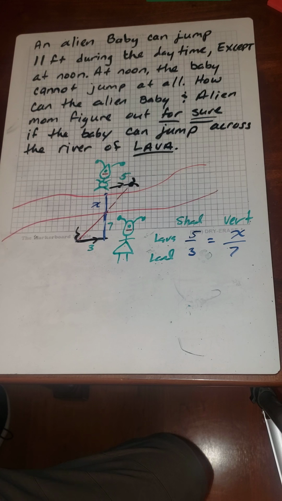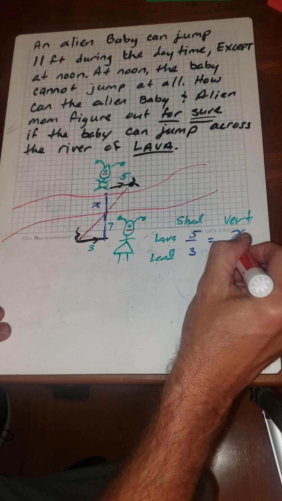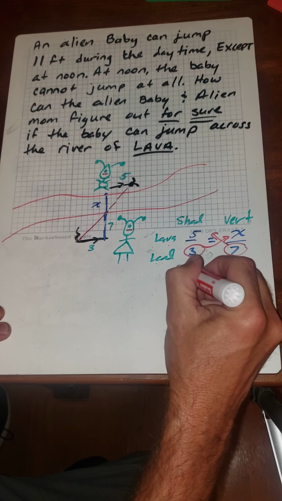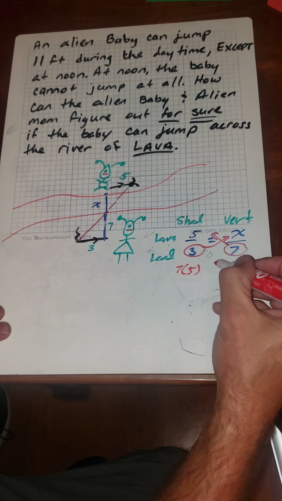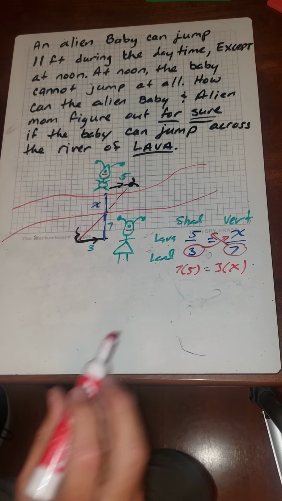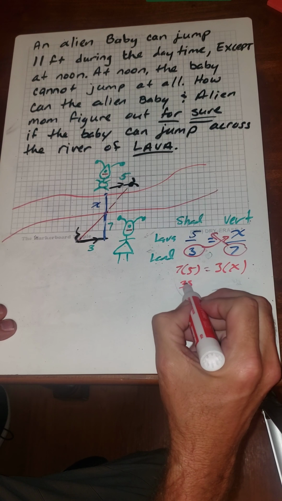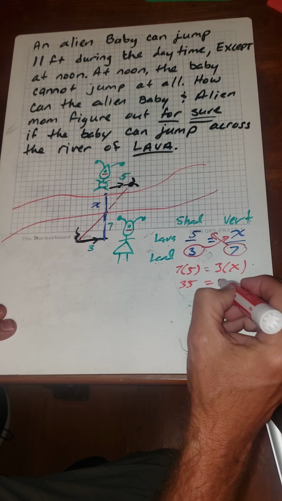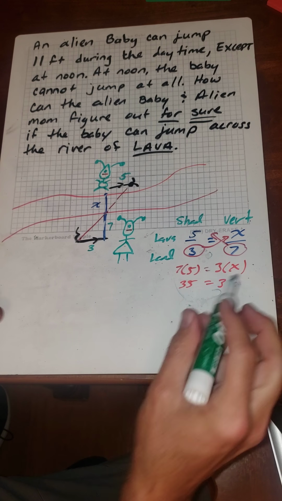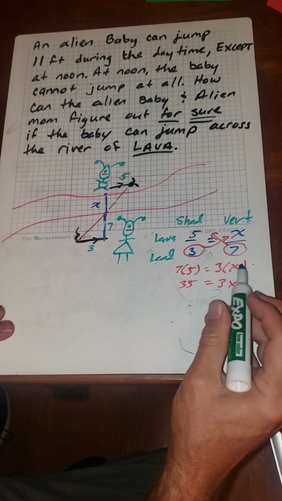Okay. So at this point, I do the same thing every time. I'm going to go like this, circle and arrow, circle and arrow. So I get 7 times 5 is equal to 3 times X, and I followed my arrows. So here I have 35 equals 3X. And then my last step is to divide both sides by 3.